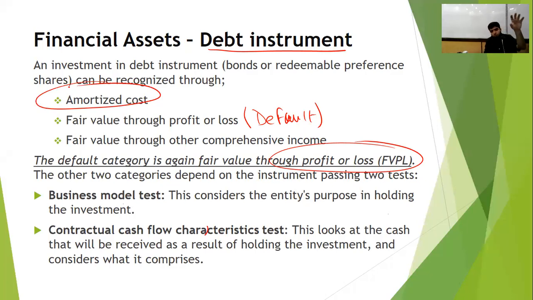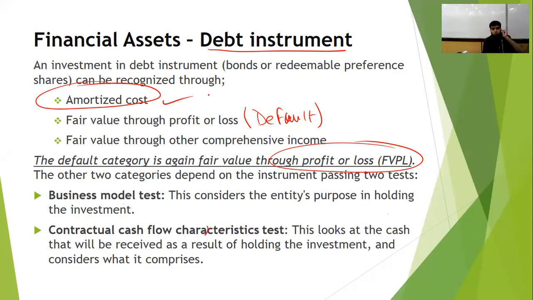So whether to opt for amortized cost if the question is silent, what do we need to do? I repeat, if the fair value, the market value of the debenture, is not given in the question, you need to account for this investment at amortized cost. Why? Most organizations use amortized cost for investment in debt instruments.